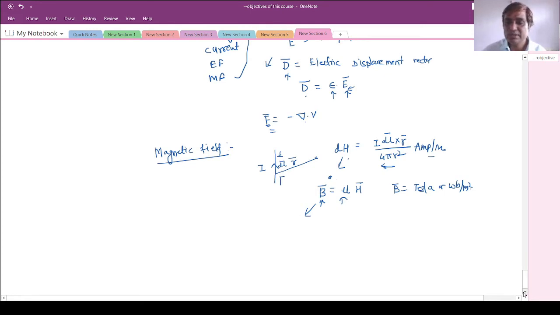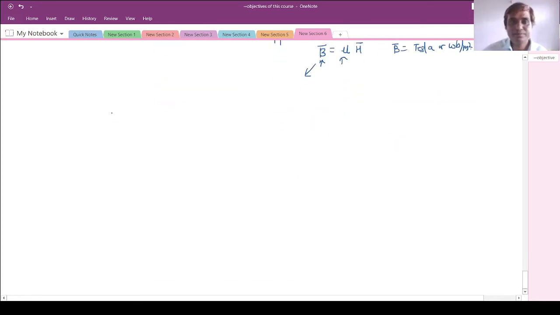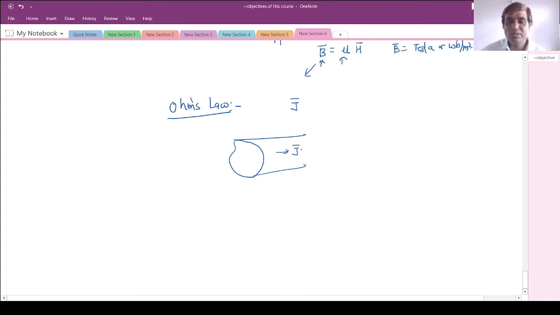Now let us define Ohm's law in short, and then we'll start with Maxwell's equations. In general, Ohm's law gives the relation between the conduction current density and the electric field. Conduction current density is represented with J bar. Suppose this is the current conductor, and here is my conduction current density. So J bar is the current flowing per unit area. Current is flowing because you have some electrical field, which is related to the potential. So I'm not looking at it from the IR circuit perspective, but from the field perspective.